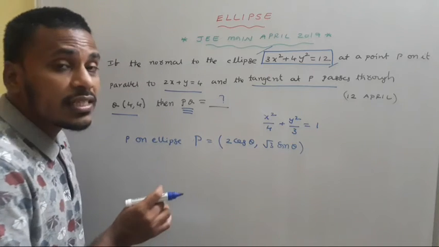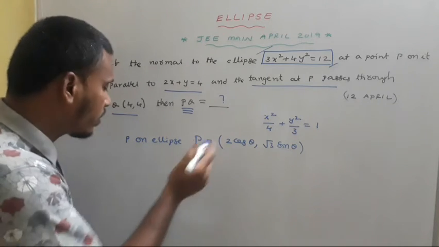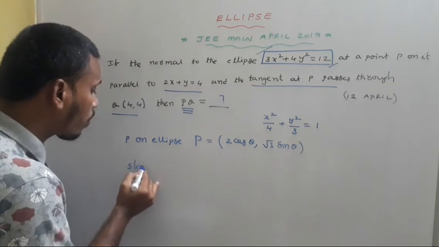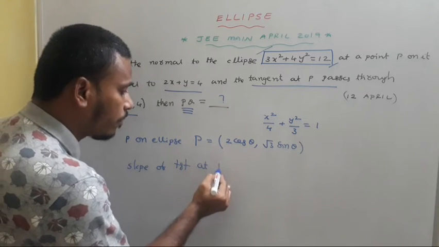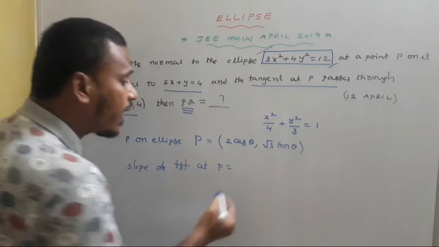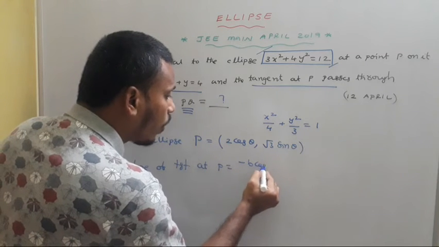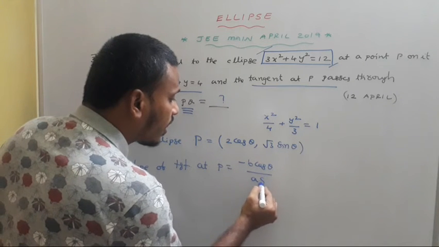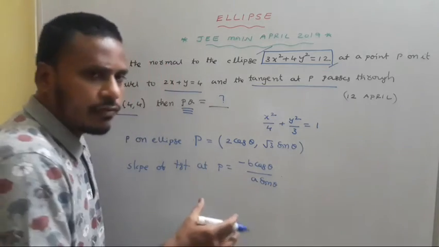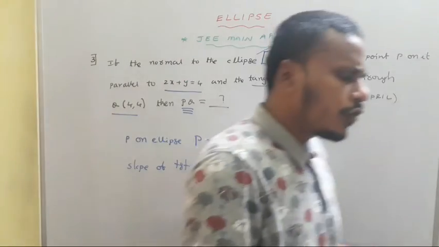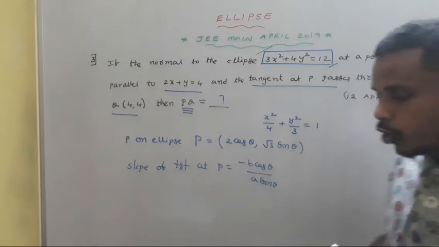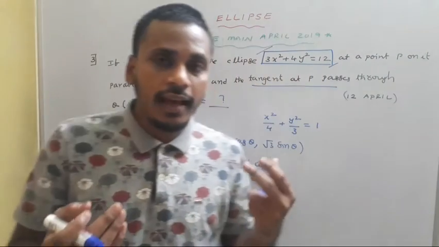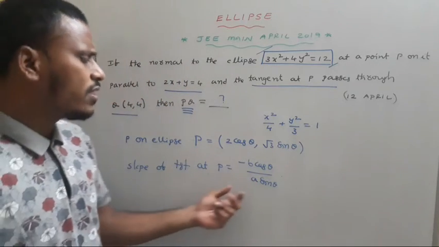And now, what is the slope of tangent at P for the ellipse? Slope of tangent at P is equal to minus b cos theta divided by a sin theta. This is the standard general formula, or if you wish you can just calculate it, no problem. If you know this, it is easy to use, okay?